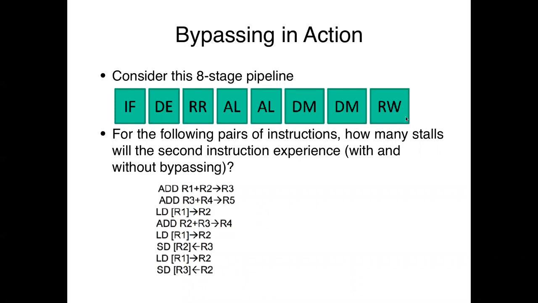Are we limited to only ALU2 to ALU1 bypass for the second half? No, so we can do any bypass, any conceivable bypass for these. If we do.